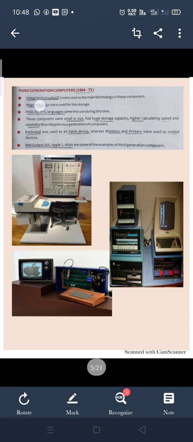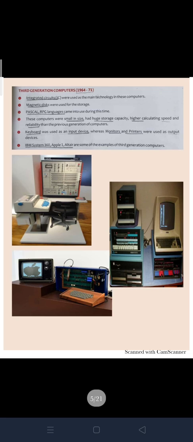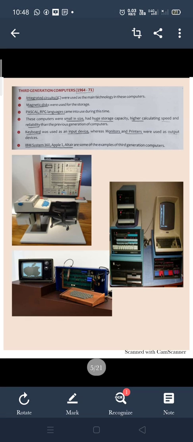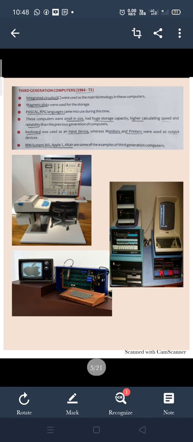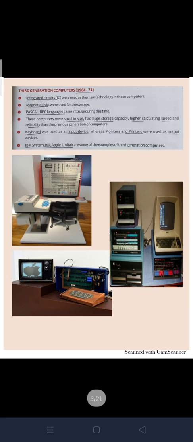Now instead of magnetic tapes, they started using magnetic disc, which is a group of platters of magnetic tapes. So their storage capacity also increases. Now the input device changed from punch cards to the keyboard, and the output devices which were used were monitors and printers. The languages used in this generation were Pascal and RPG. So that was an advancement in the third generation computers.